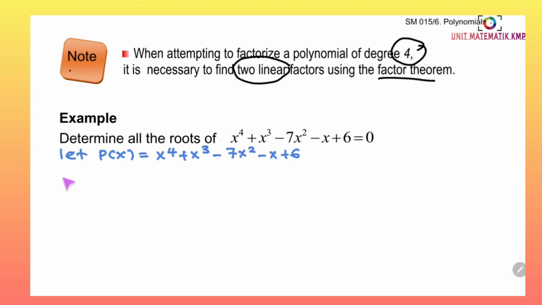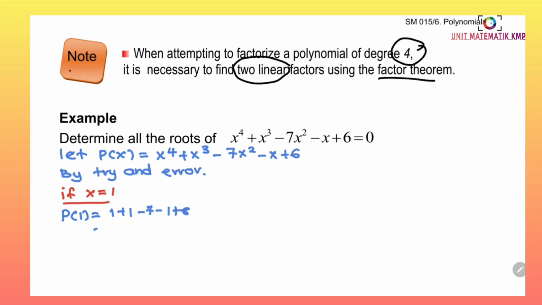Then by using trial and error, we want to find a factor of the polynomial. Okay, let's try. If x equal to 1, so P(1) is equal to, substitute 1 into the equation of P(x). So we have here 1 plus 1 minus 7 minus 1 plus 6, and the answer here we have 0, right?